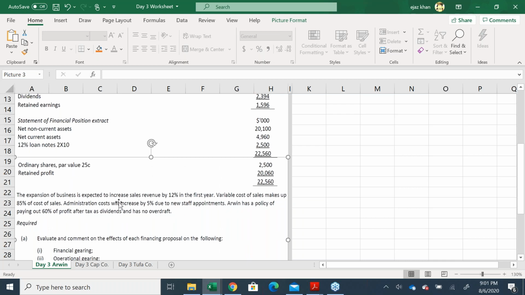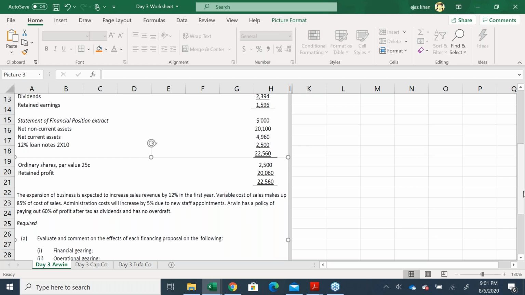The expansion of business is expected to increase sales revenue by 12% in the first year. Variable cost of sales makes up 85% of the cost of sales. Administration cost will increase by 5% due to new staff appointments. Arvind has a policy of paying out 60% of profits after tax as dividends and has no overdraft.